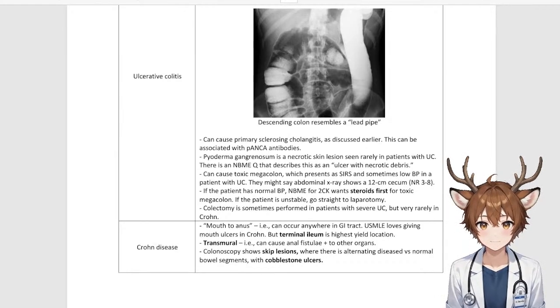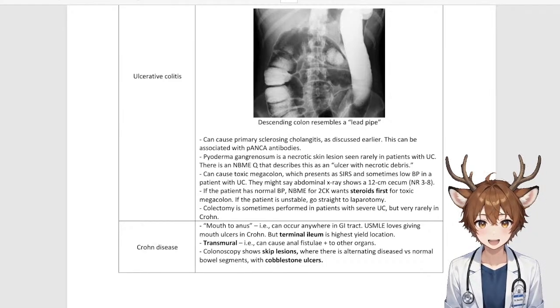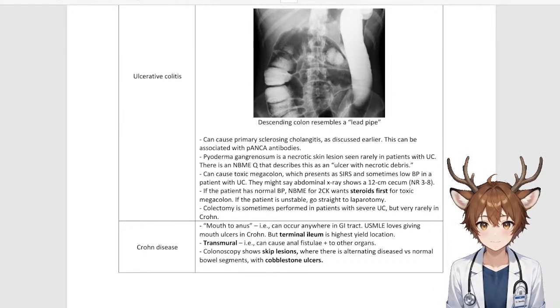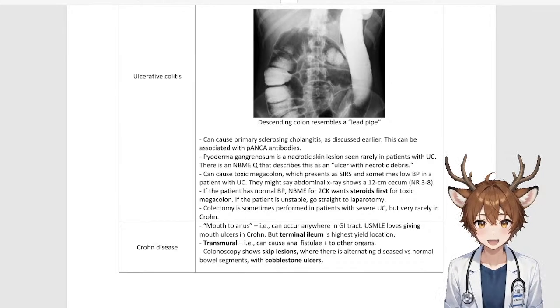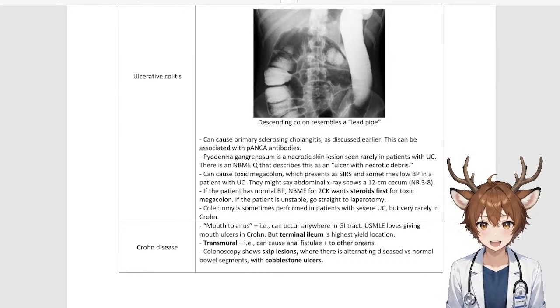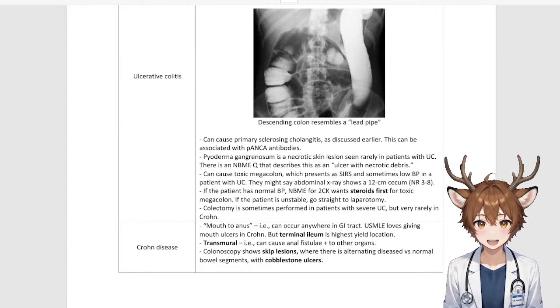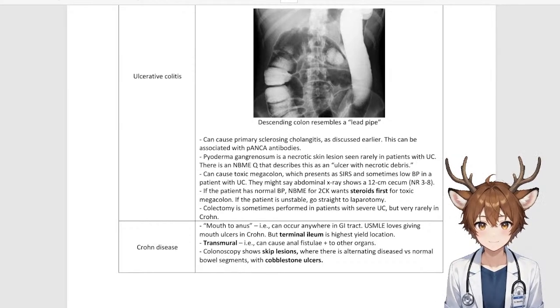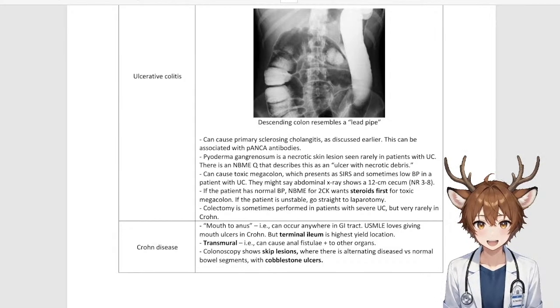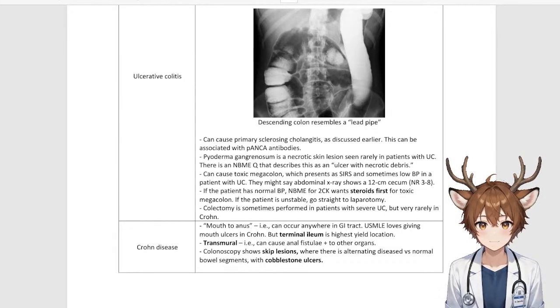If the patient has a normal blood pressure, NBME for 2CK1 says steroids first for toxic megacolon. If the patient is unstable, go straight to laparotomy. Colectomy is sometimes performed in patients with severe UC, but very rarely in Crohn's disease. That might just be because Crohn's disease is all over the place, so it might not be practical.